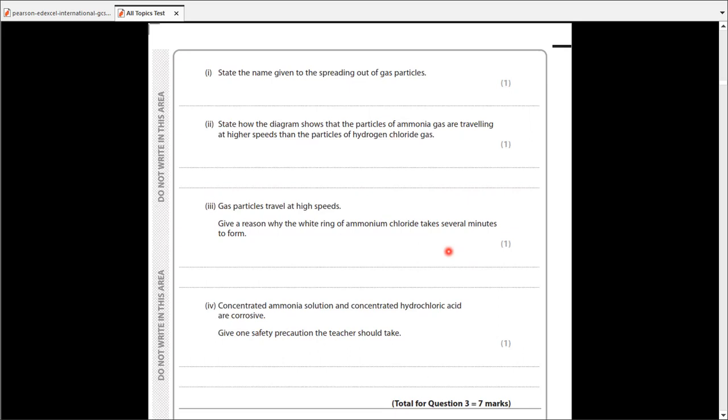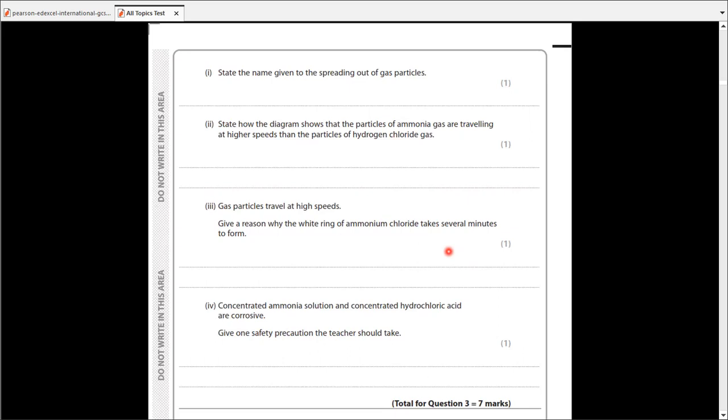Concentrated ammonia solution and concentrated hydrochloric acid are corrosive. Give one safety precaution a teacher should take. So if it's corrosive, it should be handled carefully. So you can use gloves, I think. Right. Would that be a safety precaution? That would be a safety precaution.